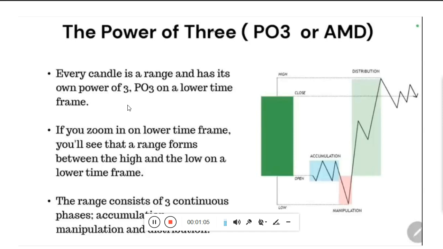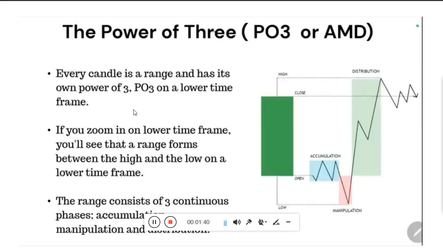Power of three on the lower time frame, in the sense that if you look at the candlestick, the particular time frame you are looking at, it has its own power of three. The 1 hour has its own power of three. The 4 hours has its own power of three. The daily candle has its own power of three. The weekly candle has its own power of three. Even the monthly candle has its own power of three. So once you understand the power of three, the accumulation, manipulation of a particular candle, obviously you can predict the next move.